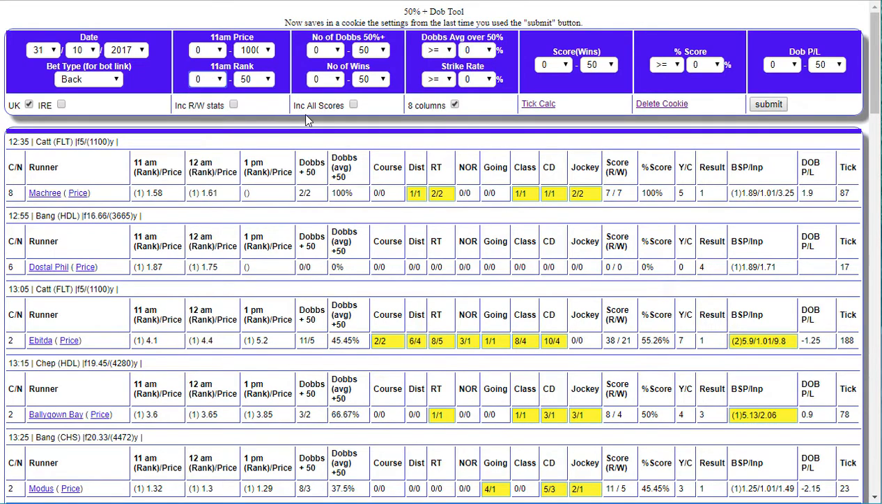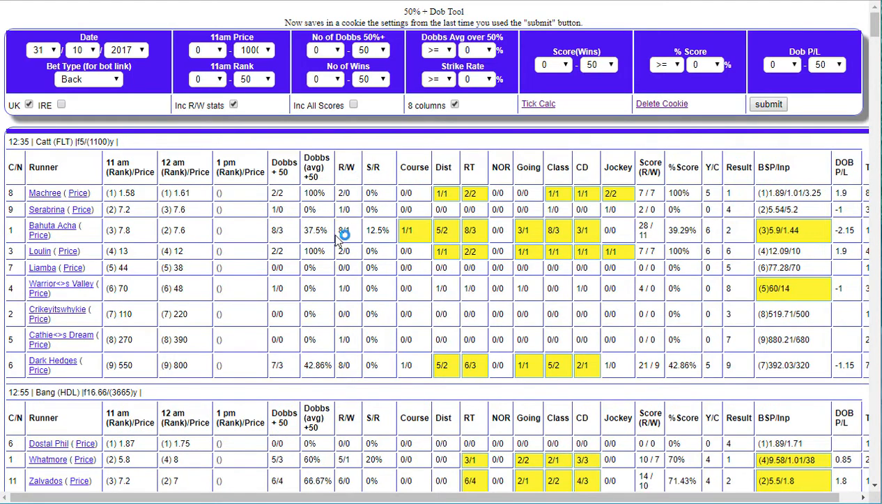Also, number of wins. We've got this race win stats here. If we tick that, it opens up the actual race win stats of each runner. So now we can actually filter based on the number of actual wins and not just the Dob wins, and the actual strike rate and not just the Dob strike rate.